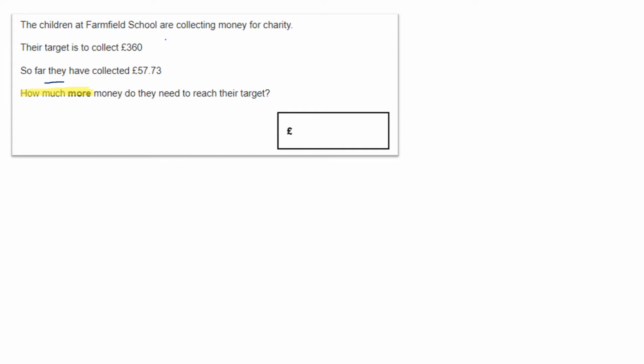So the children are collecting money for charity. Their target to collect is £360. So far they've collected £57.73. How much more money do they need to reach their target? Well, this one, I know I said 2 steps, but I think here we've just got a very nice simple takeaway. So column subtraction.